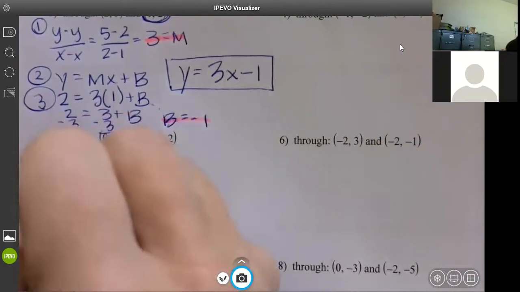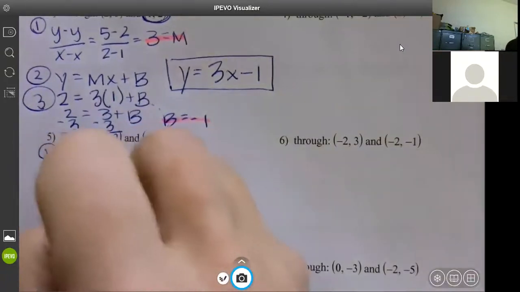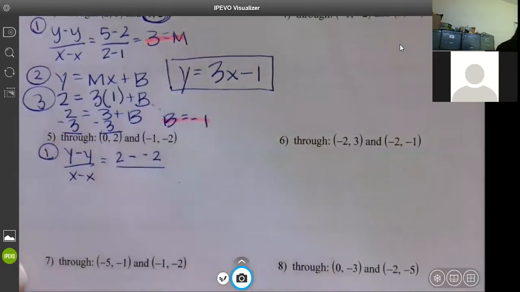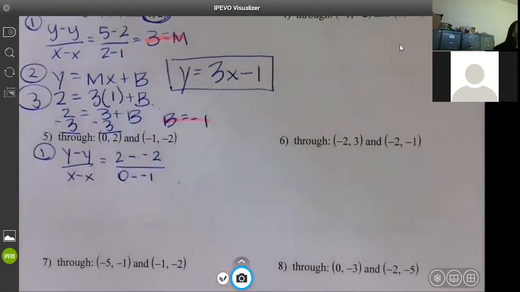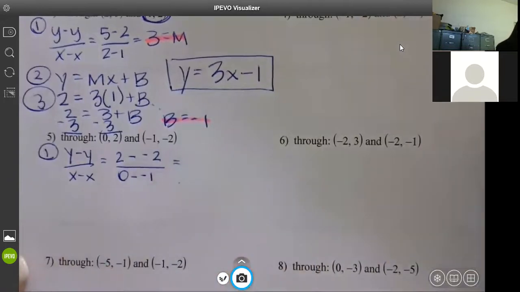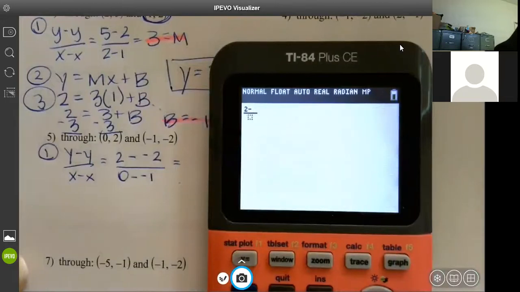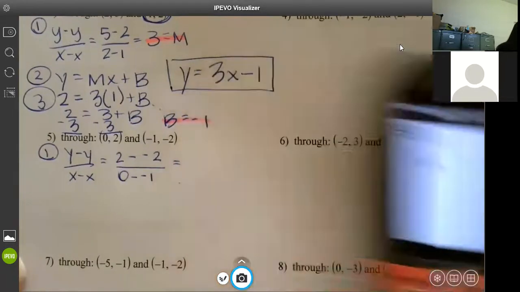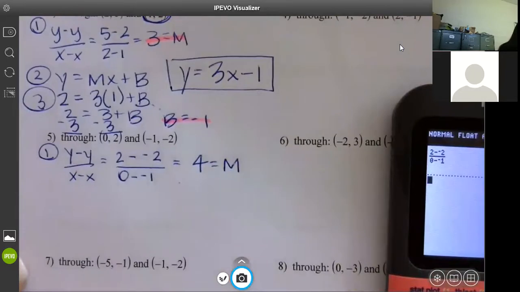y minus y over x minus x. What are your two y coordinates on this one? 2 minus -2. And I'll just write it with 2 minuses. That's fine. 2 minus -2. Your two x's are 0 minus -1. And again, you guys can do that in your calculator. Alpha y equals 2 minus -2, 0 minus -1. What do we get? 4. And remember that 4 is your m.